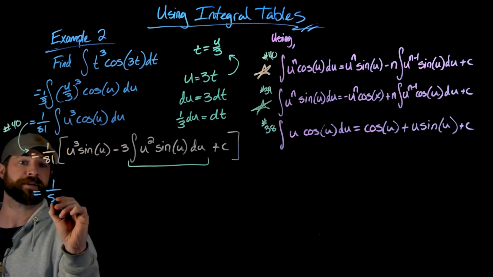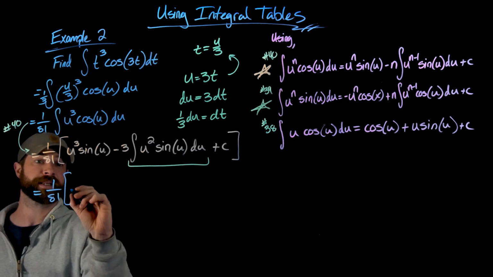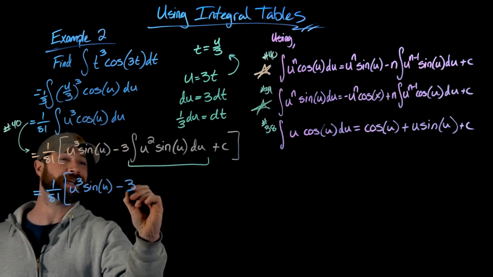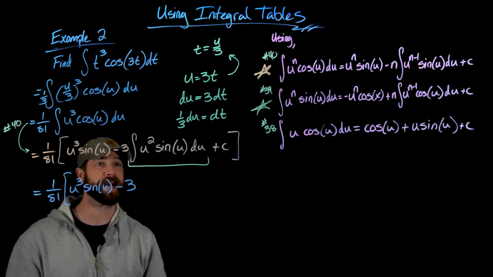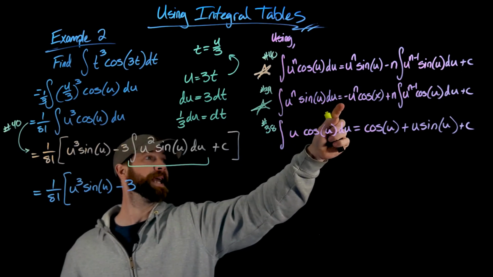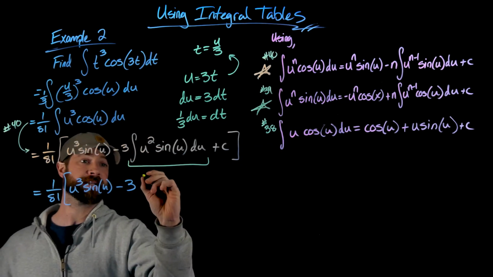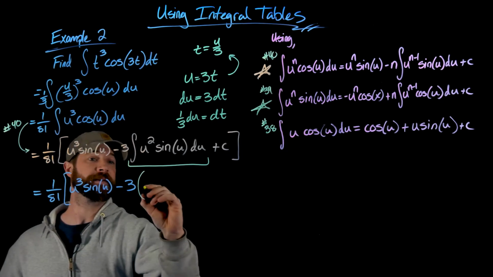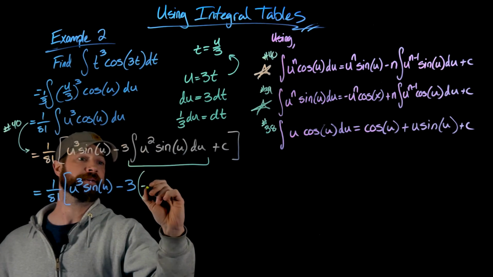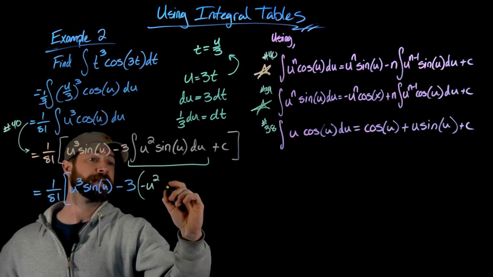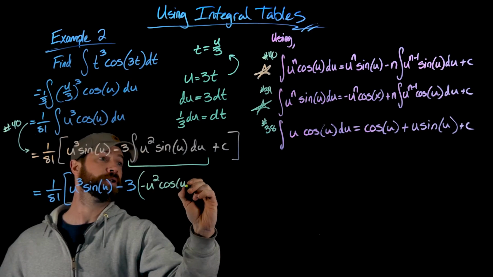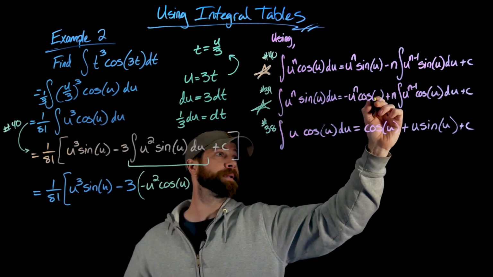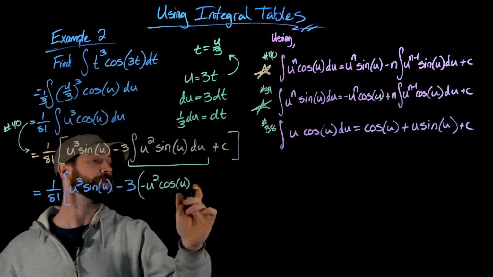So I got the 1/81st, that's all the same. This is u cubed sine of u minus 3. Now this thing, using that formula, becomes negative u to the n. So let's use parentheses this time right here. So negative 3 times negative u to the n, so that'd be negative u squared in this case, times the cosine of u. By the way, that should not be x, that should be a u. Okay, u plus n.